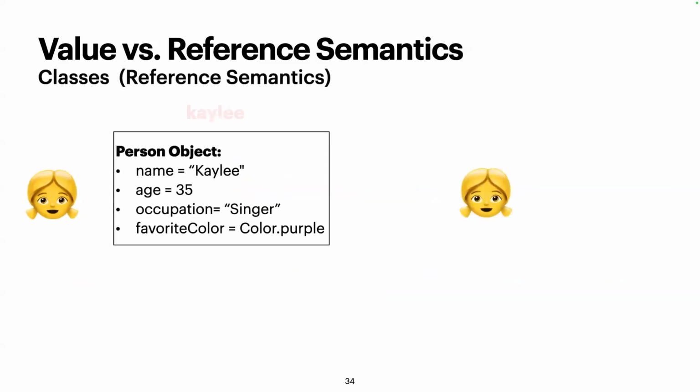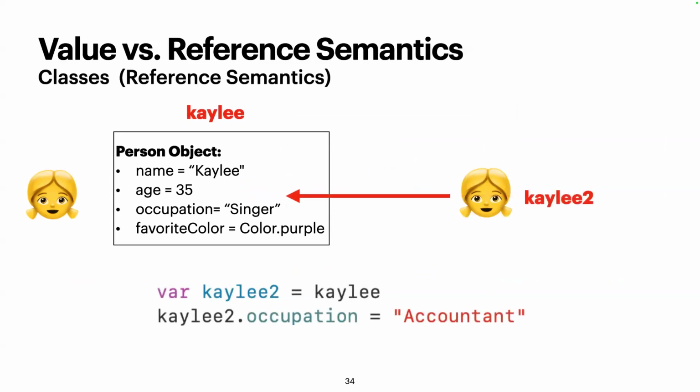Now for classes, again, same thing here. We have Kaylee2 equals Kaylee, Kaylee2's occupation equals accountant. But since Kaylee2 points to the original Kaylee, when we do Kaylee2's occupation equals accountant, we're actually changing this object's occupation to accountant, which both reference.